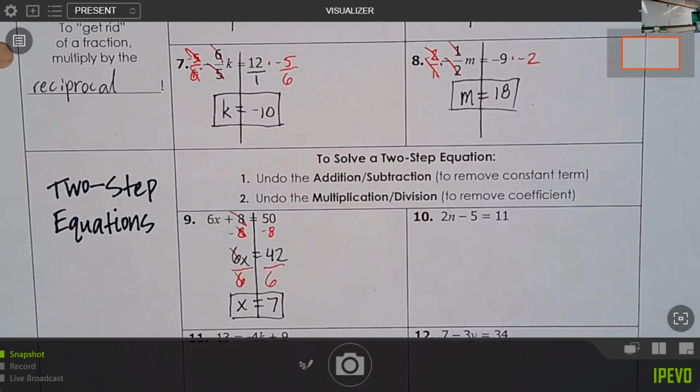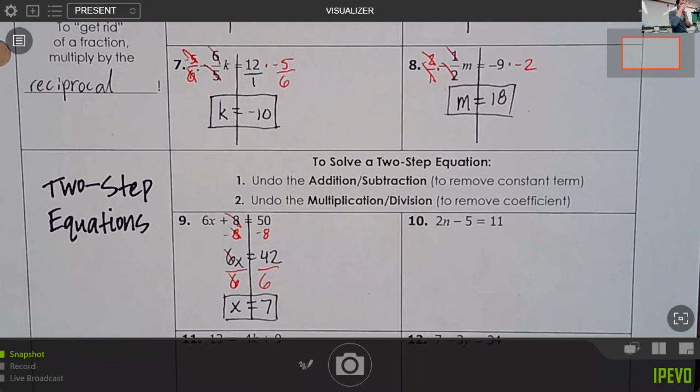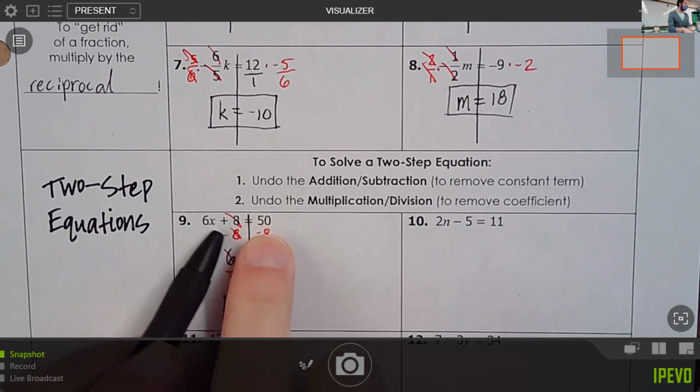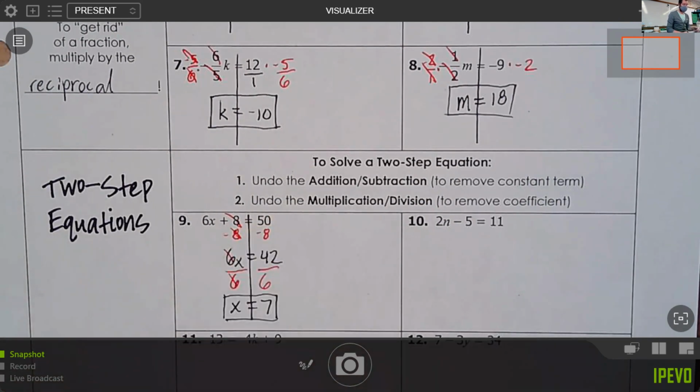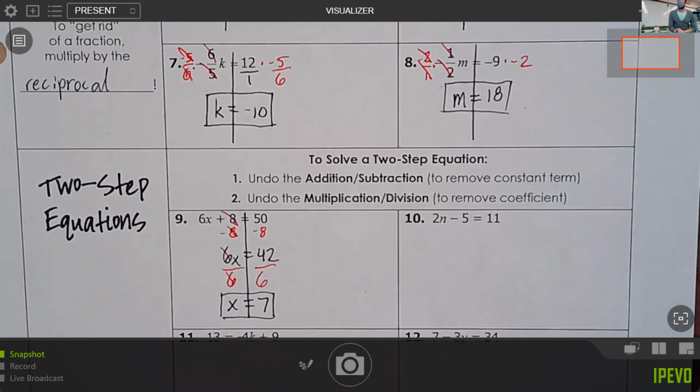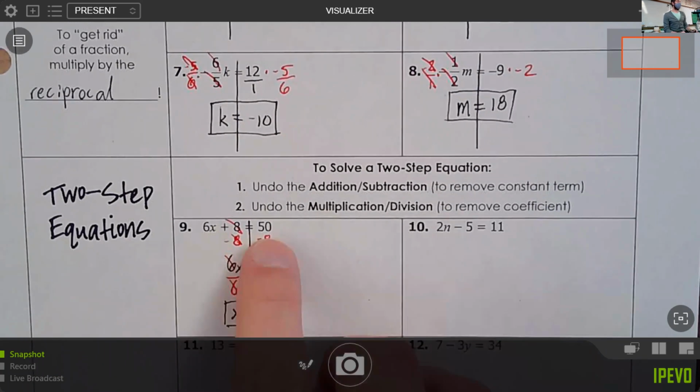And then double checking that is going to be pretty easy. Take your 7, plug it in for x. So if we think about plugging in 7 for x, 6 times 7 is 42. 42 plus 8 is equal to 50. So that checks out. And you can do a mental math check, you can use a calculator check, you can write it out, but you should always be checking your answer just to make sure that it works with the original equation up top, whatever you get for your variable.